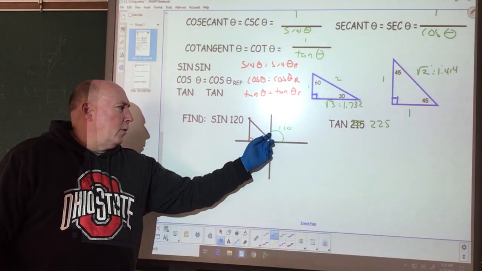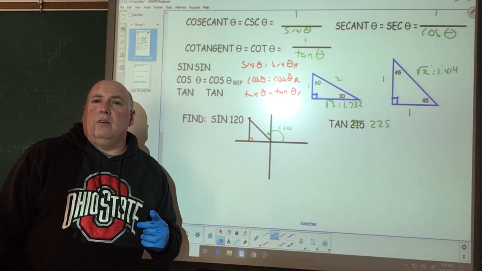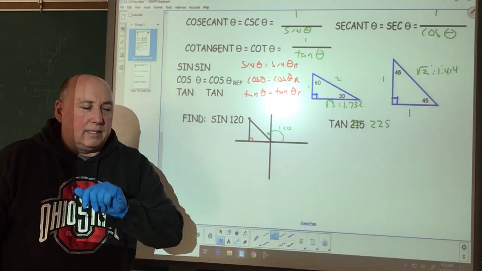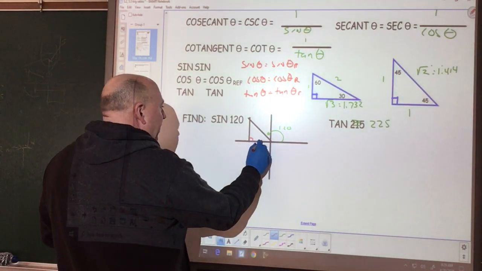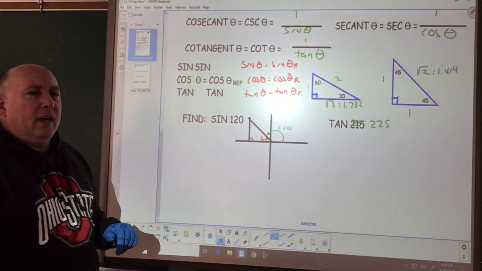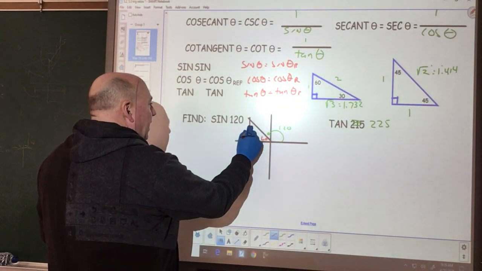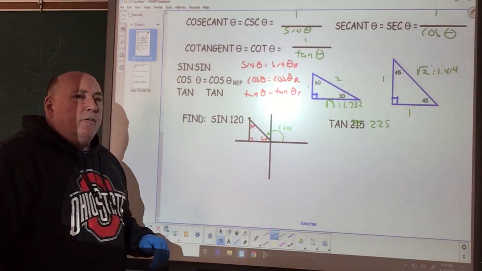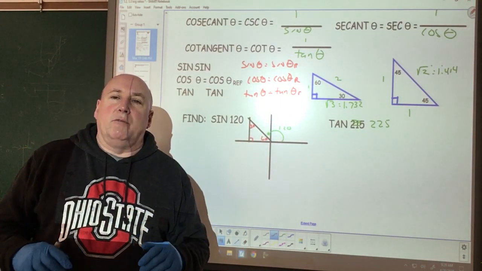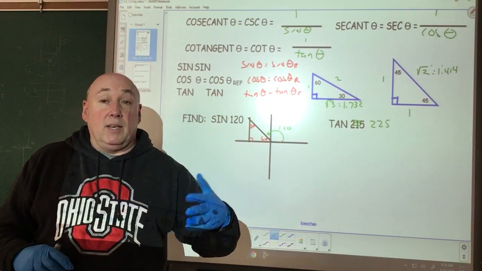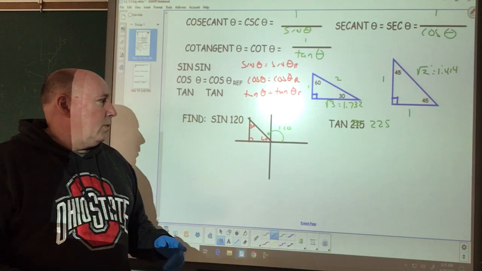If this is 120 degrees, what's the measure of our reference angle? That's exactly correct. That is going to be 60 degrees. We have a right angle there, which means this angle has to be 30. Hopefully this is rekindling some fond memories of your trig classes. We did quite a few of these.